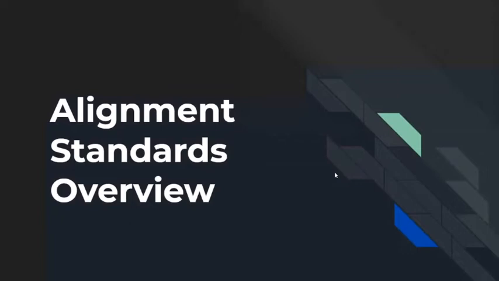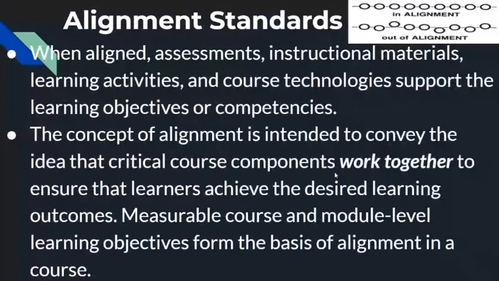So let's move on to the alignment standards overview. These are a couple of the specific review standards. I chose these because they are the alignment piece. So they're all interconnected. And so let's look at what that is. When aligned, assessments, instructional materials, learning activities, and course technologies support the learning objectives or competencies. The concept of alignment is intended to convey the idea that critical course components work together to ensure that learners achieve the desired learning outcomes. Measurable course and module level learning objectives form the basis of alignment in a course.